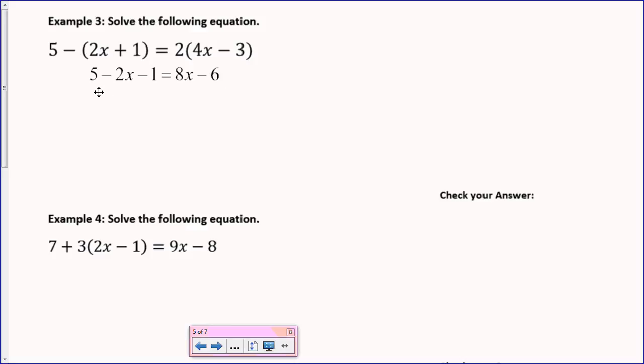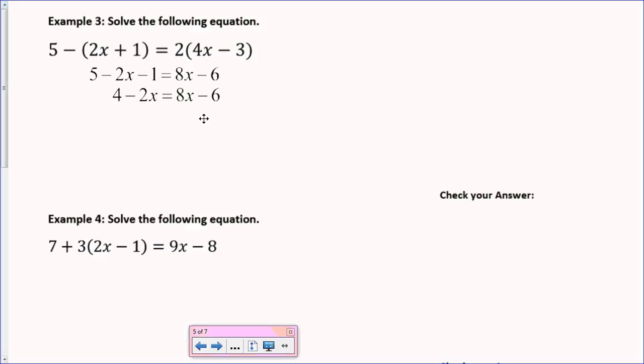The next step is combining like terms. This side we have a 5 and a -1 that can be combined. No other x's on this side. Only one x and one constant on this side, so nothing to combine on the other. So I'm going to do 5 minus 1 gives me 4. So I have 4 minus 2x equals 8x minus 6.